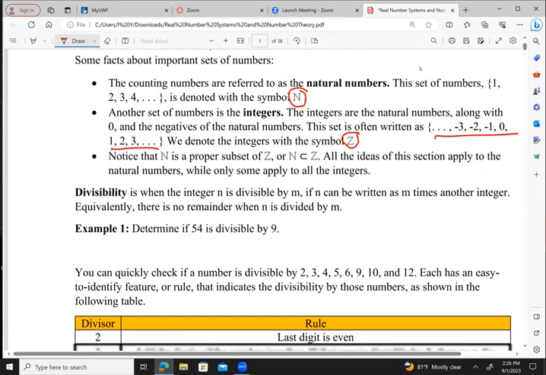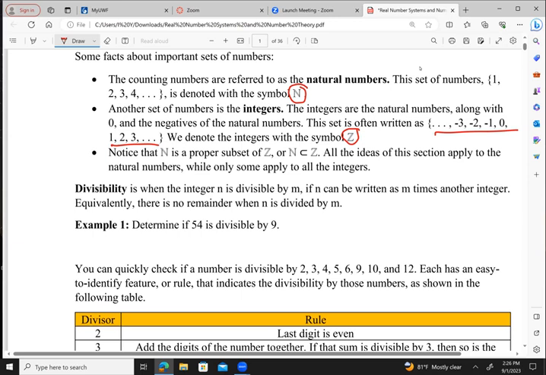So first thing we're going to talk about is divisibility. Divisibility is when the integer n is divisible by m if n can be written as m times some other integer, equivalently, there is no remainder when n is divided by m. So, determine if 54 is divisible by 9. Well, what is 54 divided by 9? 6, with no remainder. So, yes.